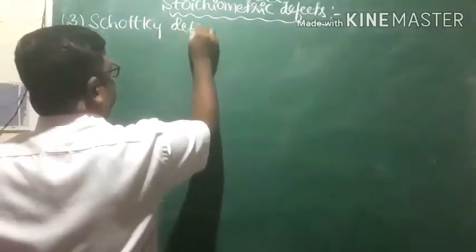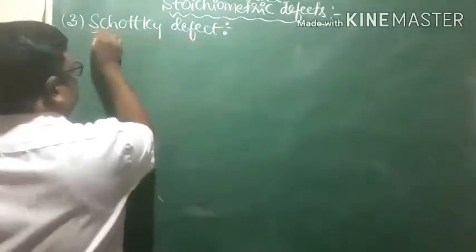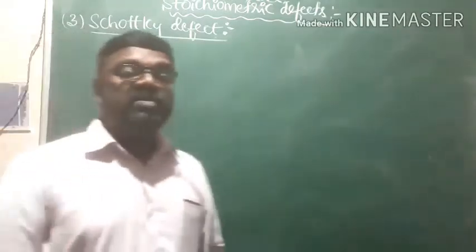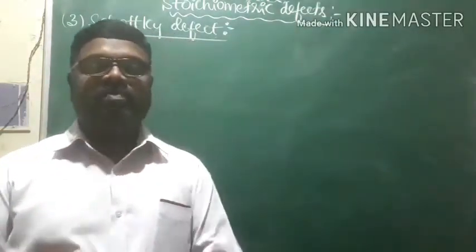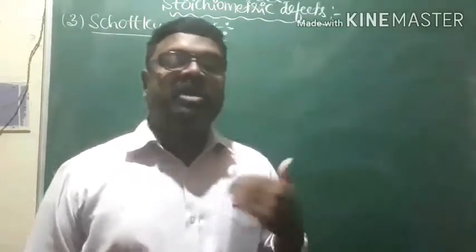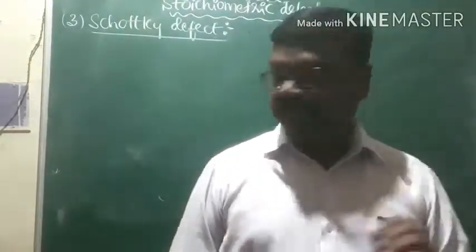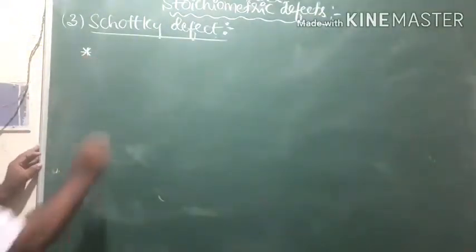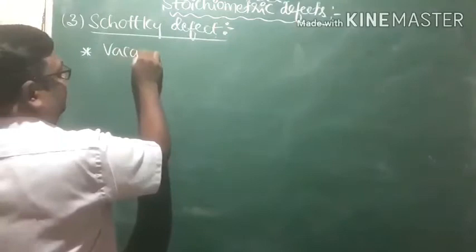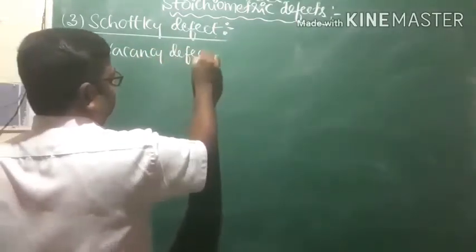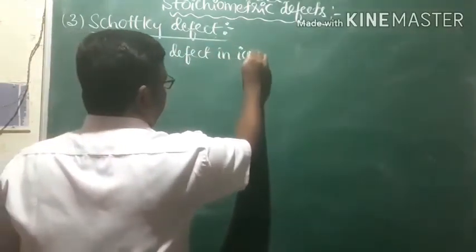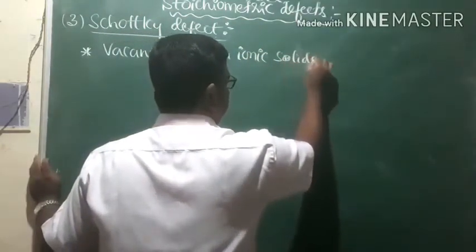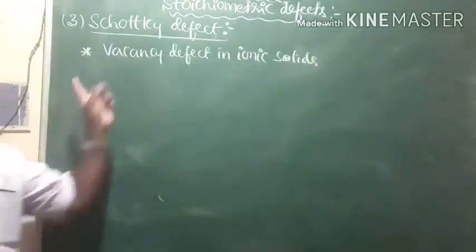This is one of these stoichiometric defects. As I said, this type of defect is found in the case of ionic solids, where the constituent particles are cations and anions. And as far as Schottky defect is concerned, this is what we call one of the vacancy defects. This is vacancy defect in ionic solids. This is the first point to be noted.